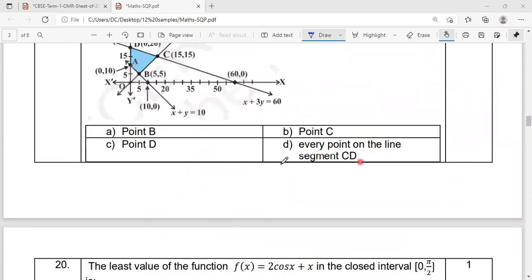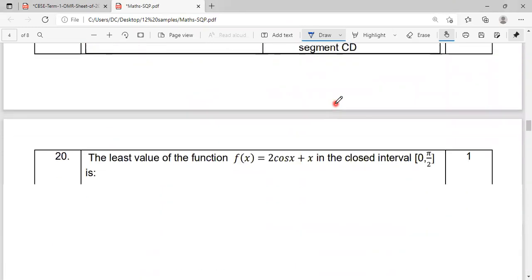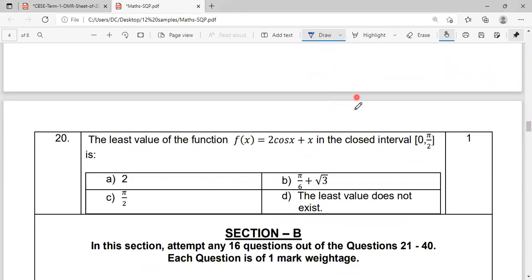So this is the right answer. Yeah, because it was maximum at C and D. The least value of the function f(x) equal to 2 cos. So we were asked only 16 questions. We have done almost 20.